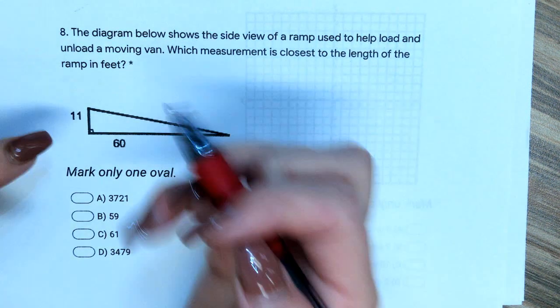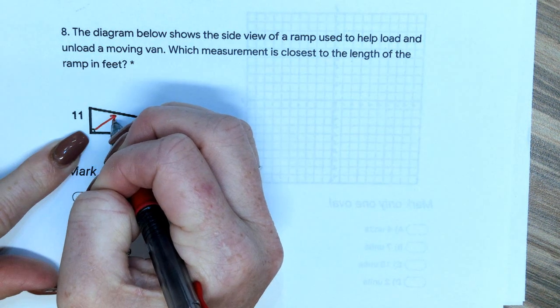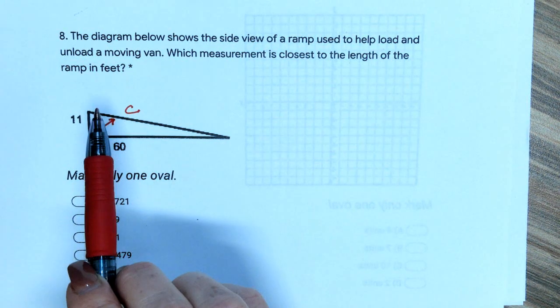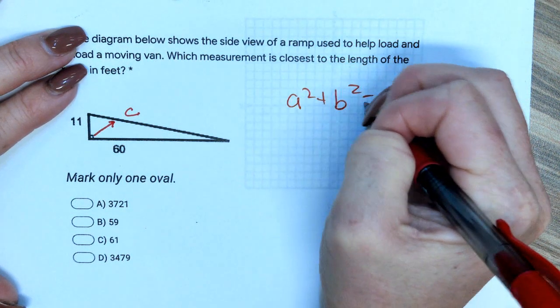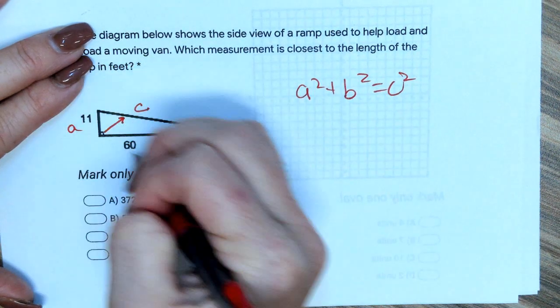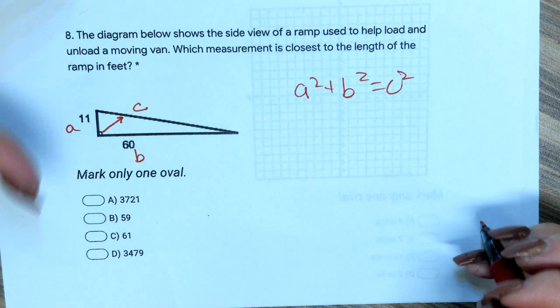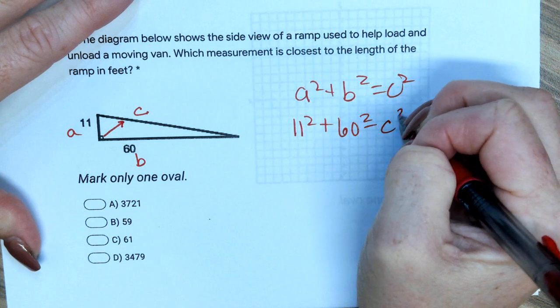All right, where's my right angle? Right here. What is this side called? C. They want to know what is the length of the ramp. That's the C. So I write A squared plus B squared equals C squared. This is going to be A. This is going to be B. Do I add or subtract? So I have 11 squared plus 60 squared equals C squared.